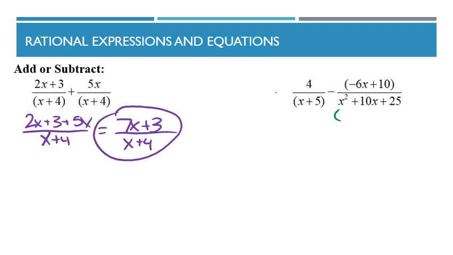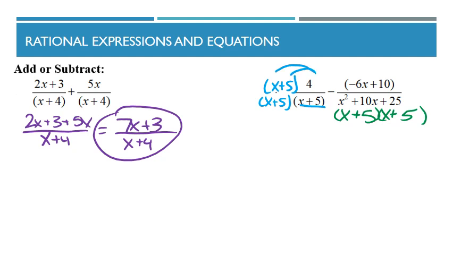So let's start off. I know I'm going to have to factor this. My leading coefficient is 1, so it's okay to jump. Factors of 25 that get me to 10, 5 and 5. All right, so now if I look, the left side is missing an x plus 5, so it needs an x plus 5. I need to distribute that 4.